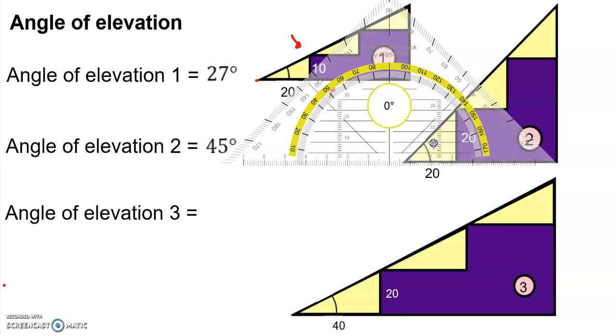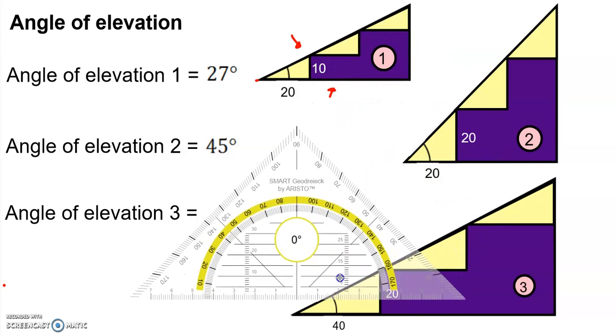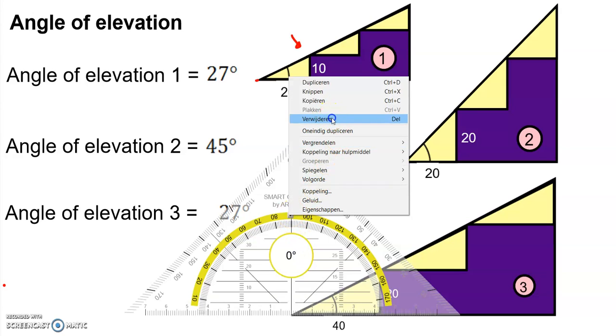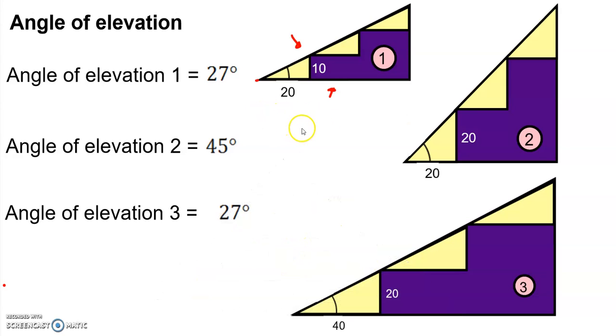So the third one, again, we place the midpoint of the longest side on the vertex and on one of the arms. And when you go to the other arm, you can read off how many degrees the angle of elevation for this figure is. Again, start counting by 0, 0, 10, 20, and a bit more. And there you see it's also 27 degrees. So we've measured the three angles of elevation.